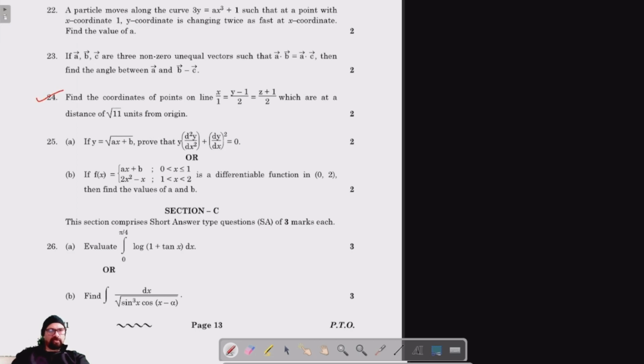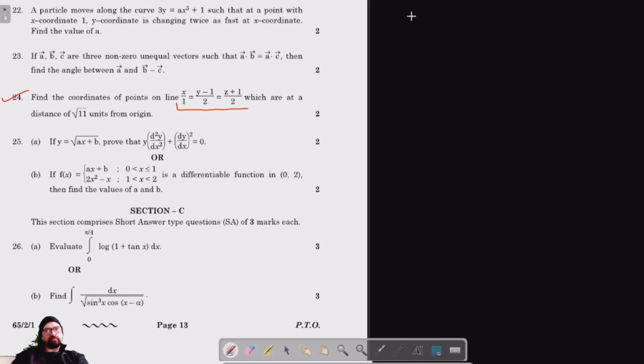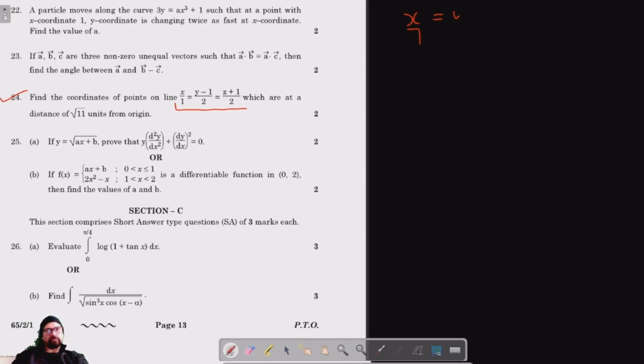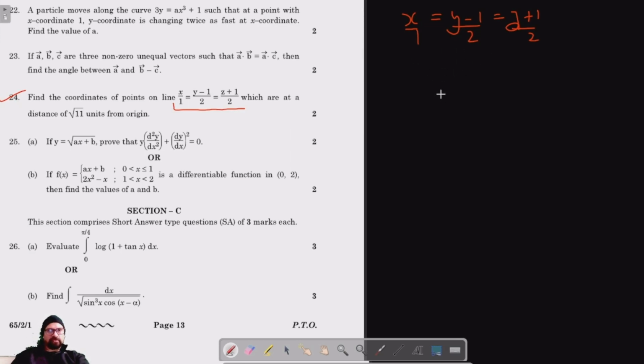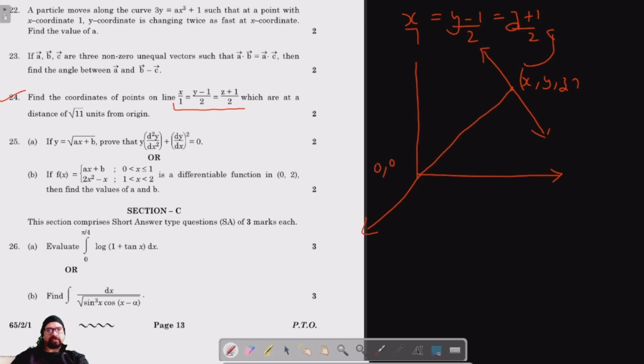For question number 24, we have to find the coordinates of points on a line. The equation of the line is given in the Cartesian form, which is x upon 1 is equal to y minus 1 by 2 is equal to z plus 1 by 2. We have to find the coordinates of a point on the line which is at a distance of root 11 from the origin. Let's say the point is P.